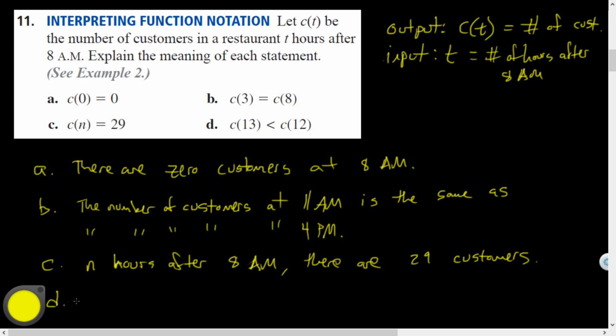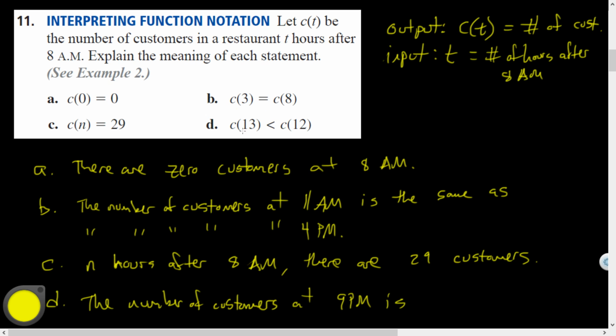Let's see, how about this last one here? D, the number of customers at 13 hours after 8 a.m. Well, 12 hours after 8 a.m. would be 8 p.m., and one more hour is going to be 9 p.m.